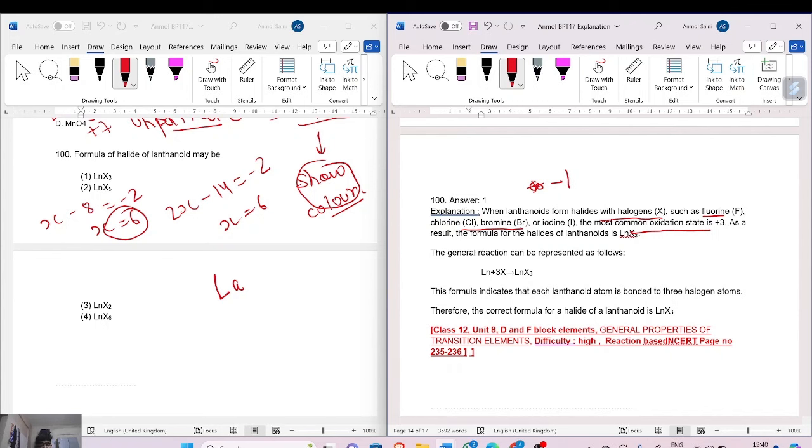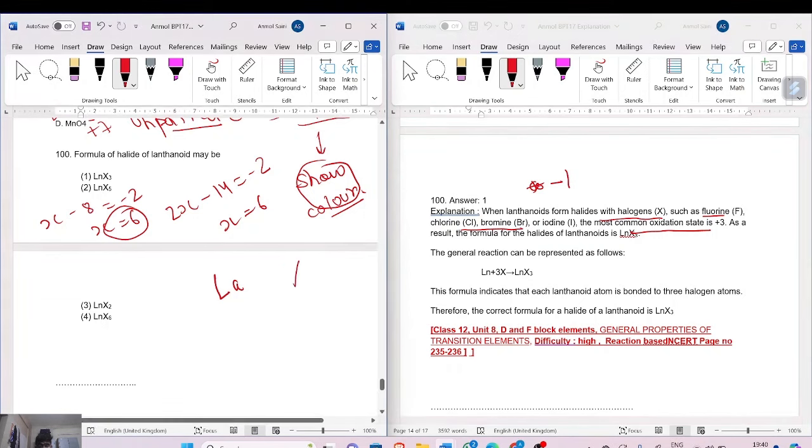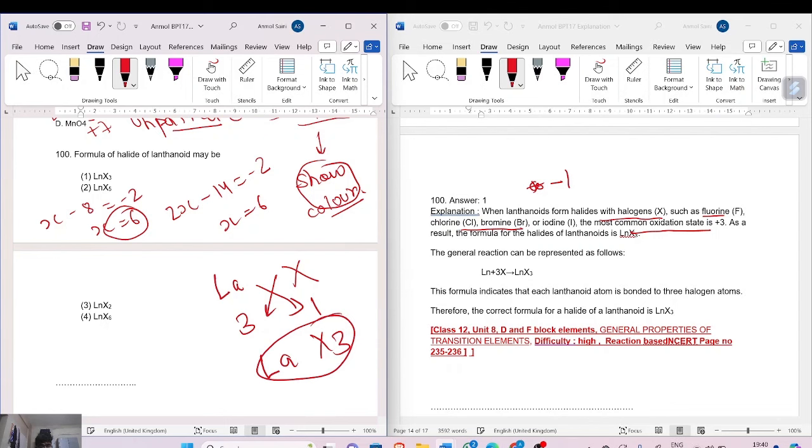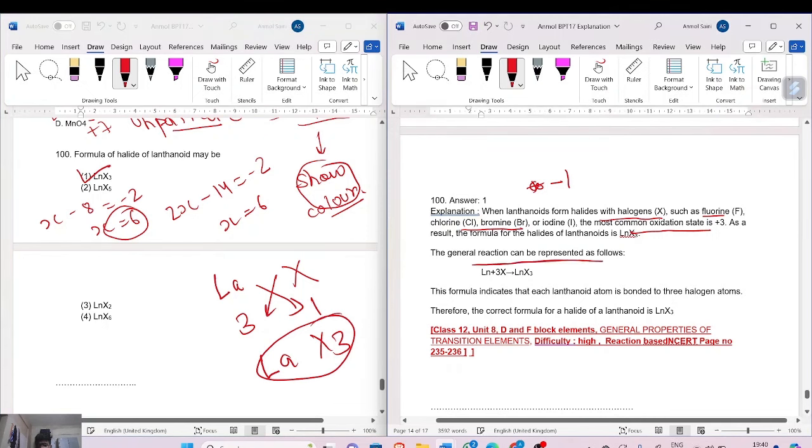So lanthanum is +3 and here is the halogen with -1, so it will have 3. We can simply cross multiply and get lanthanum with X3. So the answer will be LaX3. Option 1 is correct. The general reaction is represented here. I will also tell the shortcut method for this.